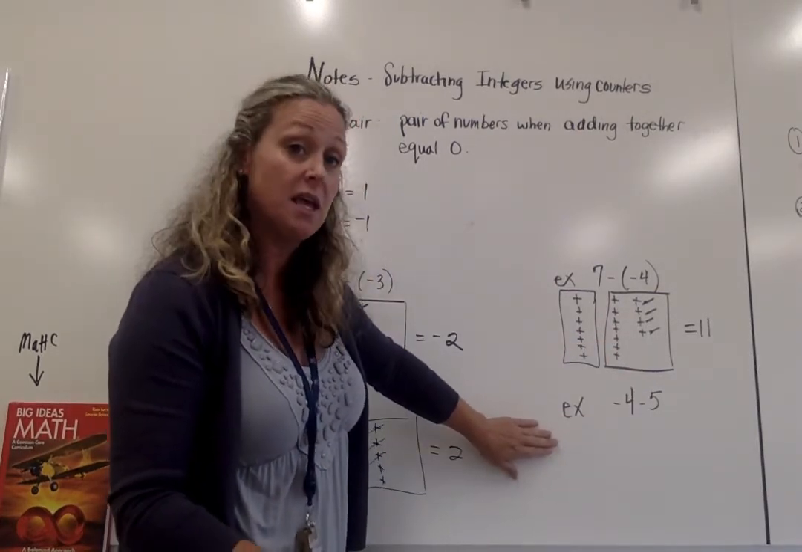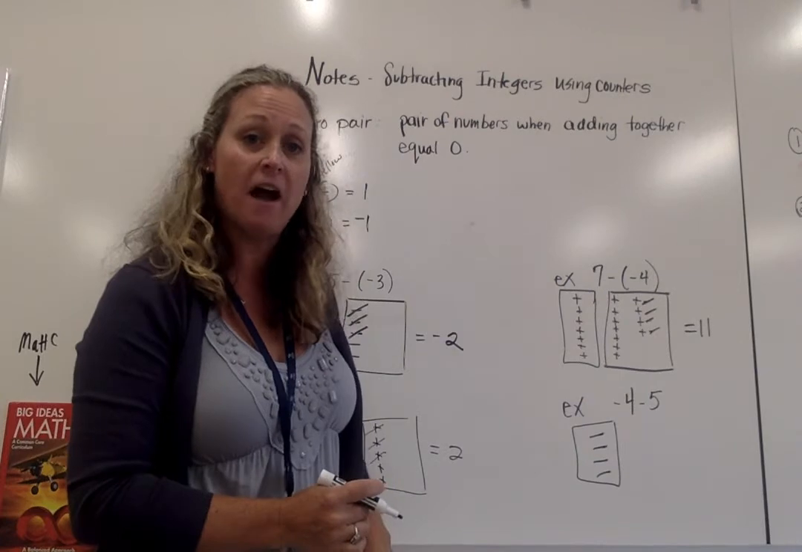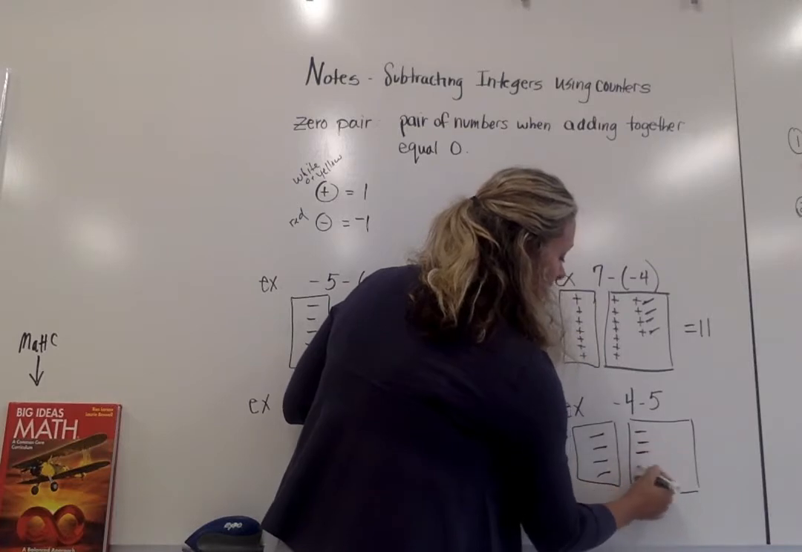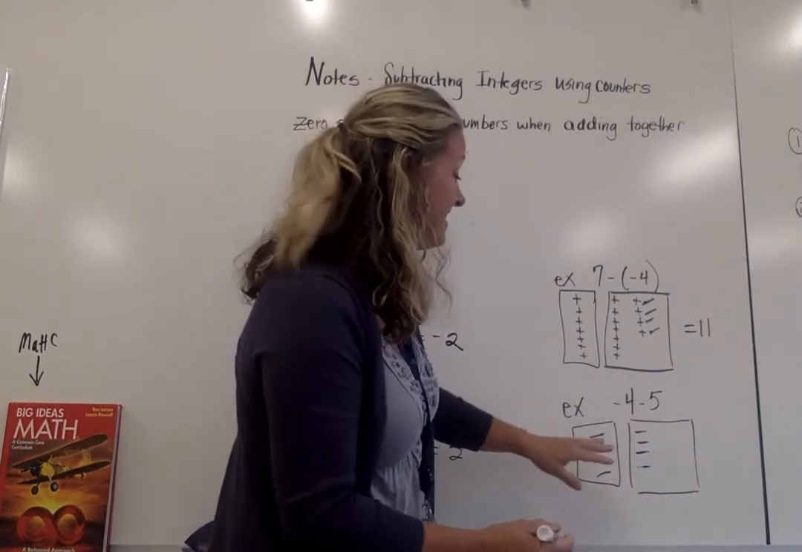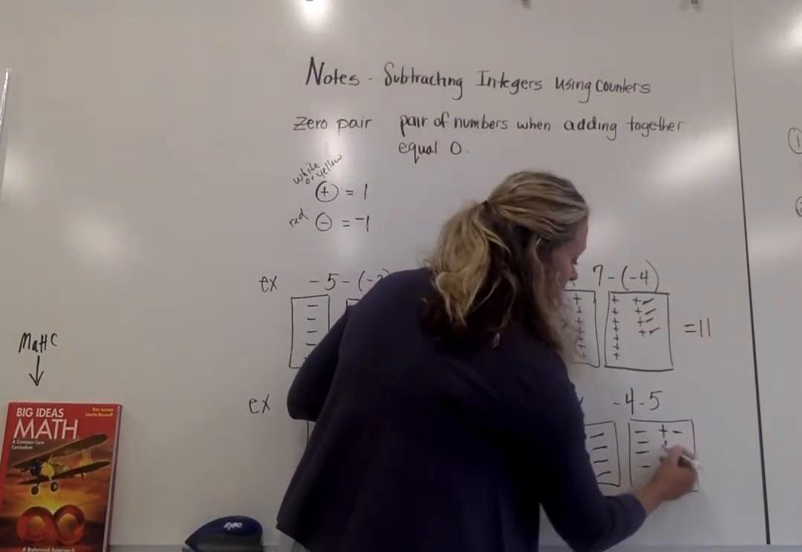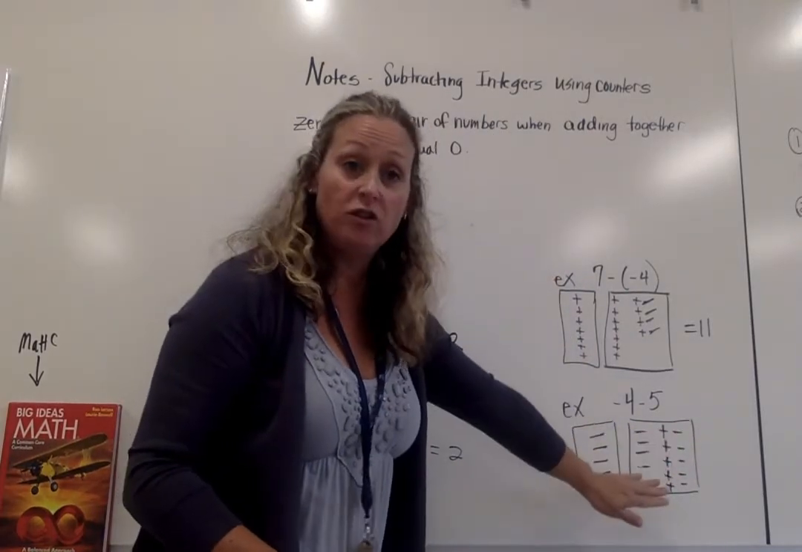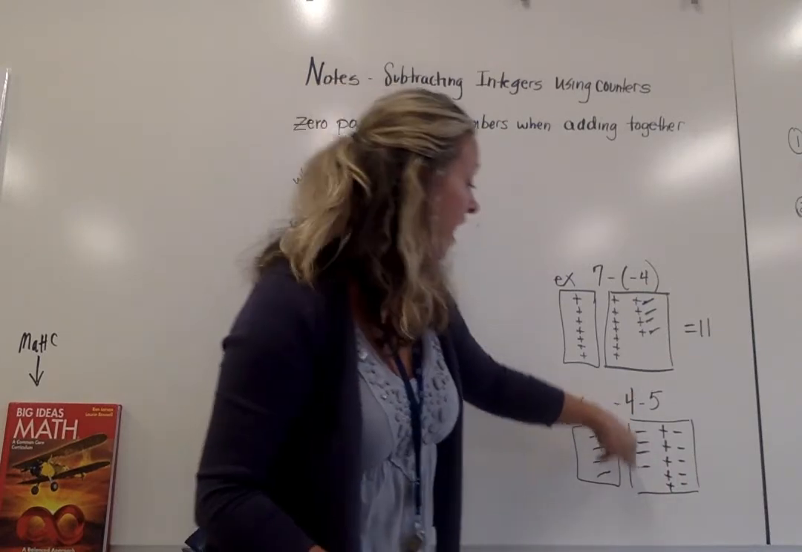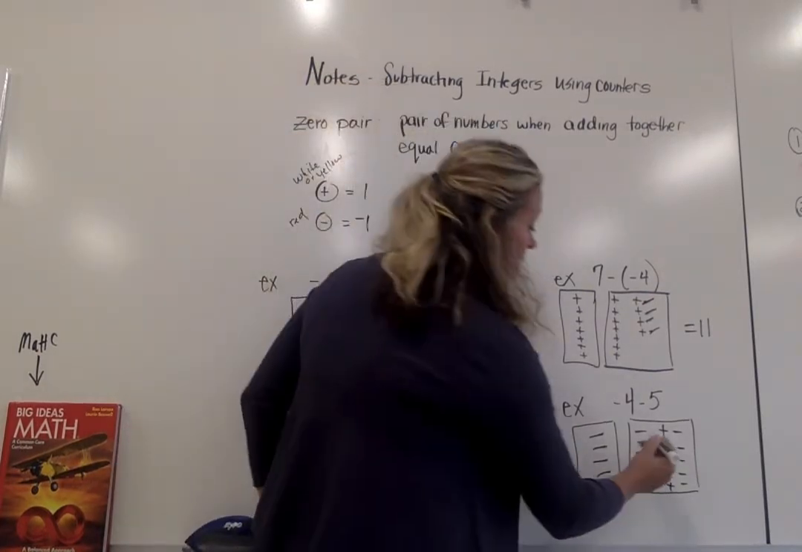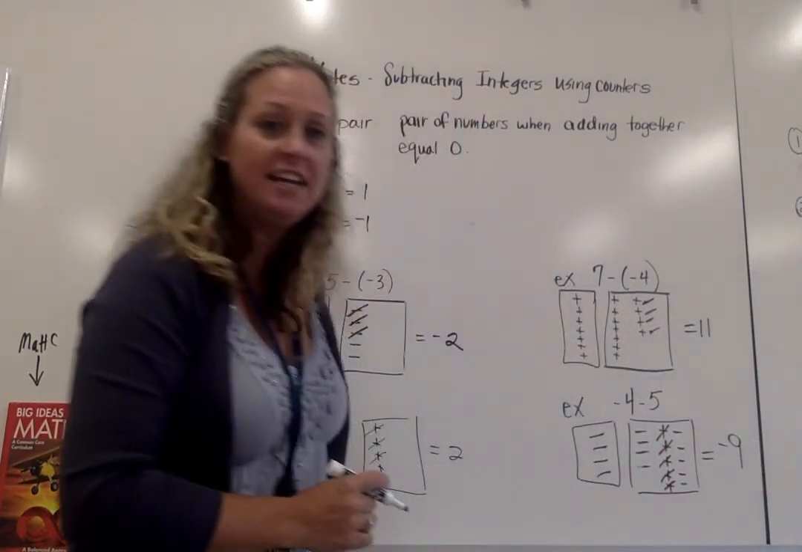The last example is the same way. I'm going to have 4 negatives. The problem's telling me to take away 5 positives that I do not have. So what I need to do is, in addition to my 4 negatives, add 5 zero pairs so there are positives to take away. This does not change the value of having 4 negatives. The 5 zero pairs I added now indicate that I have the 5 positives to take away. So I take away my 5 positives, and I'm left with 9 negatives.